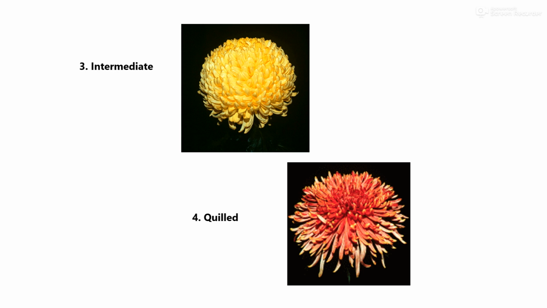Next one is quill. In the category of quill, the ray florets are elongated and tubular with the tips open or closed. Examples are Green Sensation, Tribubun, etc.